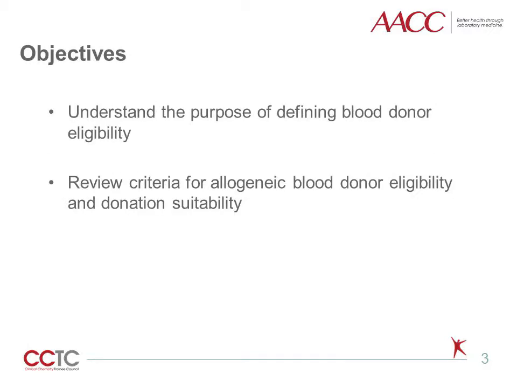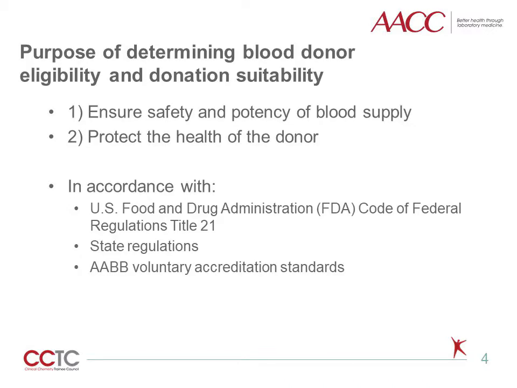The two primary objectives of this presentation are to understand the purpose of blood donor eligibility and donation suitability, and to review the criteria for allogeneic blood donation. The main purpose of determining blood donor eligibility and donation suitability relates to ensuring the safety and potency of the blood supply, as well as protecting the donor's health. In other words, defining blood donor eligibility and donation suitability will help uphold the safety of the transfusion recipient and the safety of the donor.